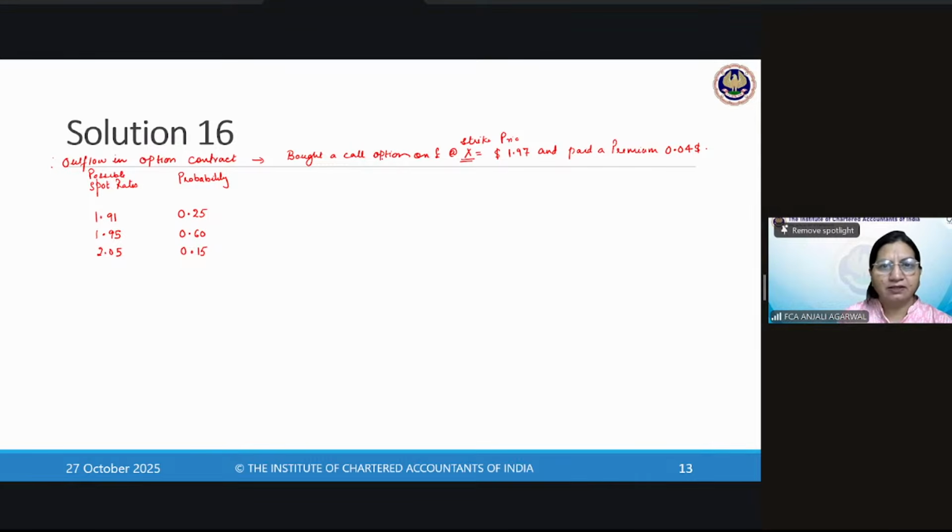So like we said earlier, call options are exercised only when the price will exceed 1.97. So here it is below 1.97. Here it is expected to be below 1.97. But here it is going to cross 1.97. So check out whether the call option will be exercised or not. Here the call option will not be exercised. But here the call option will be exercised.